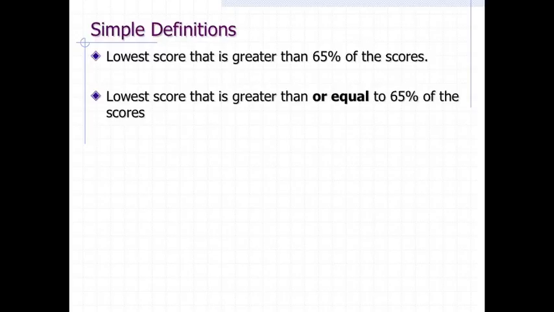According to the first definition, the 65th percentile is the lowest score that is greater than 65% of the scores. This differs slightly from the second definition, that considers the 65th percentile to be the lowest score that is greater than or equal to 65% of the scores.